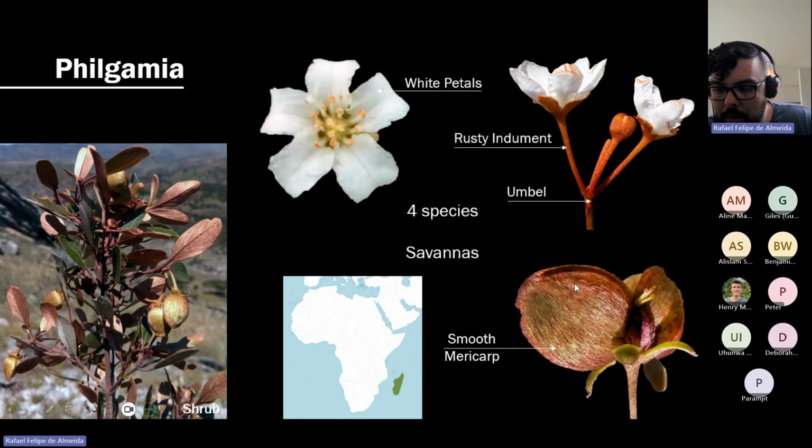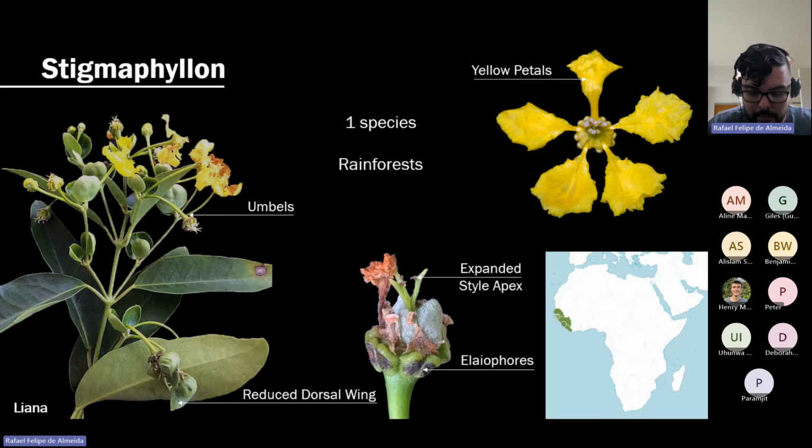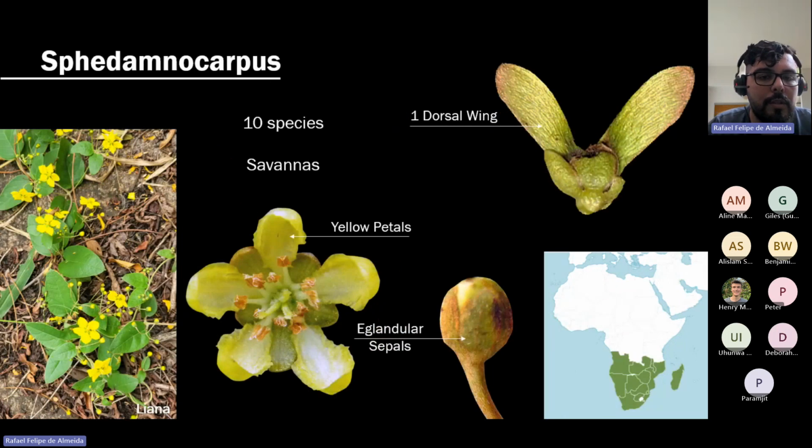And the interesting thing about Philgamia is that they bear winged mericarps that were supposed to be winged, but they are not. They are wingless. So we can see the remainings here of a dorsal wing that does not develop into anything. So that's how we distinguish Philgamia, for example, from a very closely related genus also occurring in Africa and Madagascar called Sphedamnocarpus, which is the last one that I'm going to talk to you about now.